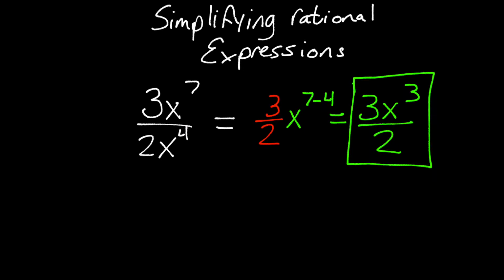It's important to note, why did we put the x to the 3rd on top instead of below? Because the higher exponent was on top. So if the higher exponent's on top, when you do your subtraction, it's going to stay on top. If the higher exponent is on the bottom, when you do your subtraction, it will stay on the bottom. Let's try another one like this.